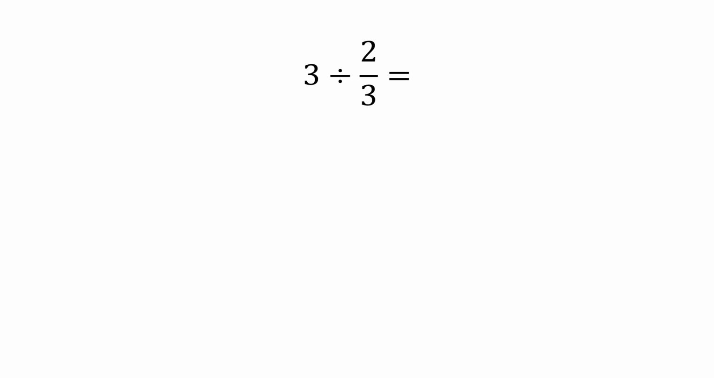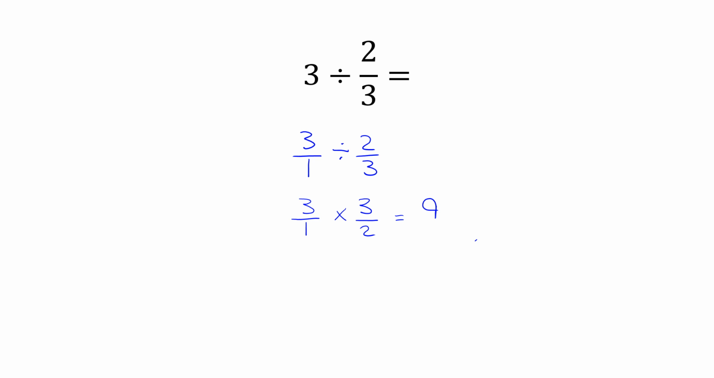Keep, change, flip also works when whole numbers are involved. First thing we have to do is convert the whole numbers into fractions. So 3 divided by 2/3 means 3 whole ones. So that's 3/1 divided by 2/3. Now we can do keep, change, flip. We keep 3/1, change the divide to a times, and flip the second fraction.